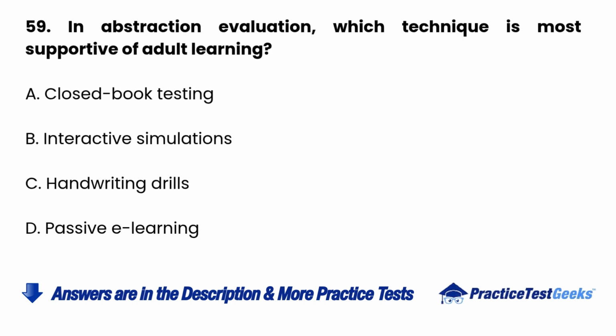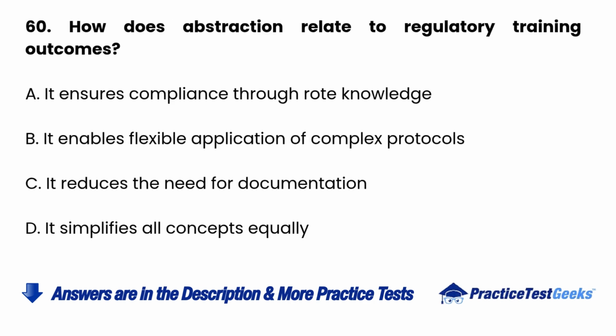59. In abstraction evaluation, which technique is most supportive of adult learning? A. Closed book testing. B. Interactive simulations. C. Handwriting drills. D. Passive e-learning.